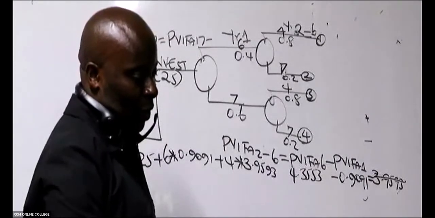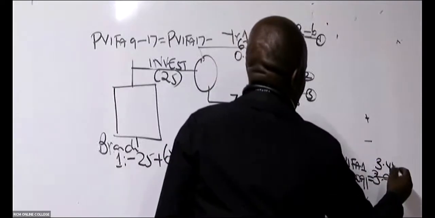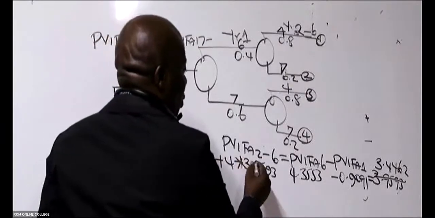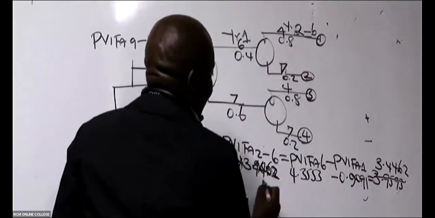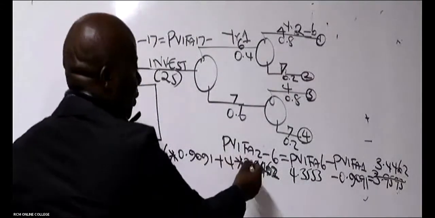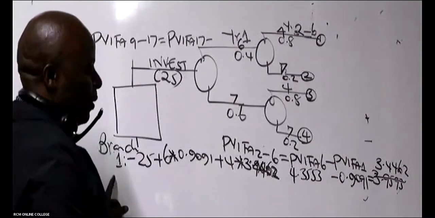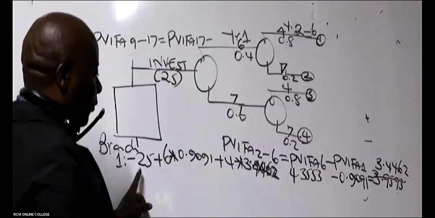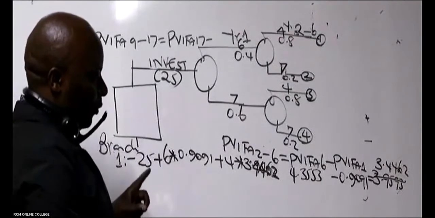We can use the formula to reach 3.4462. Thank you for that. So we have here 3.4462, like that. Then can you kindly go ahead and give me the NPV for branch 1? NPV for branch 1 will be minus 25 plus 6 times 0.9091 plus 4 times 3.4462.